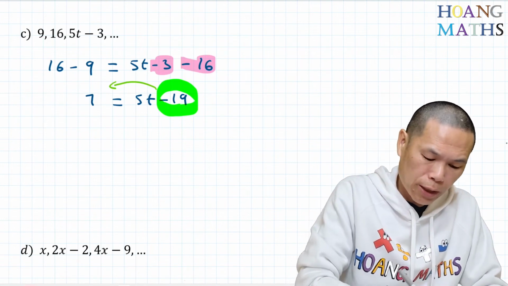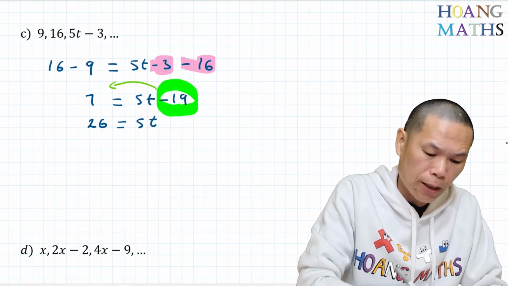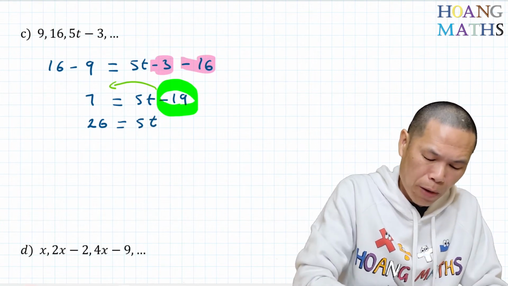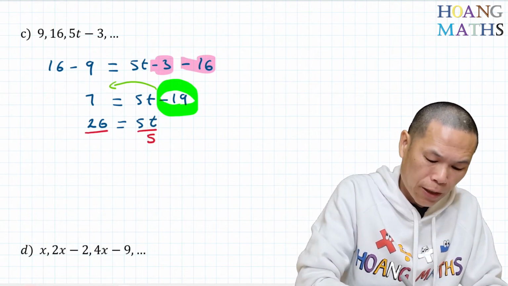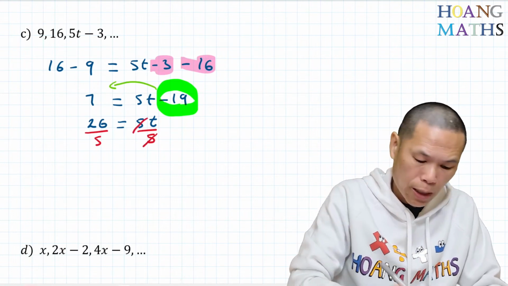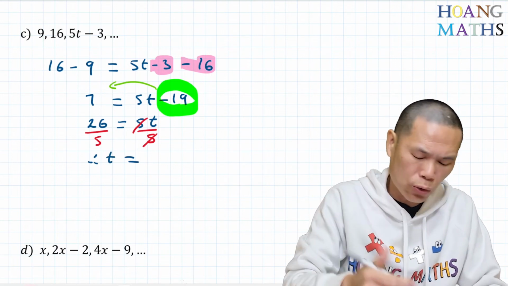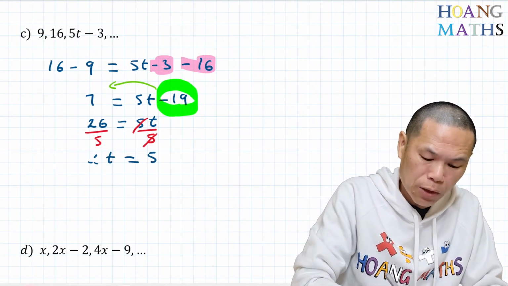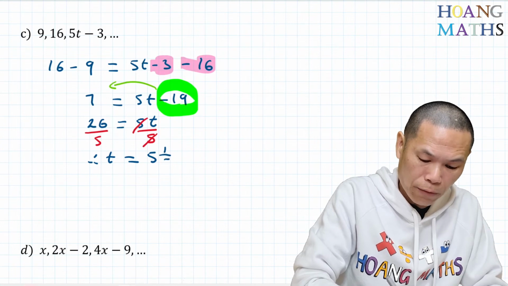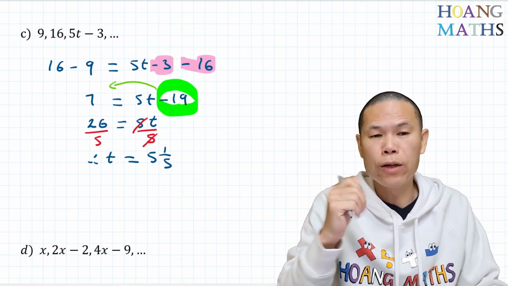Let me just write this down. 26 equals 5t. So now I just divide this by 5, and I divide this by 5. So that cancels out. Therefore t is equal to, so 5 goes into 26 five times with remainder 1, so 5 and 1/5. Or you can write 5.2 if you like.